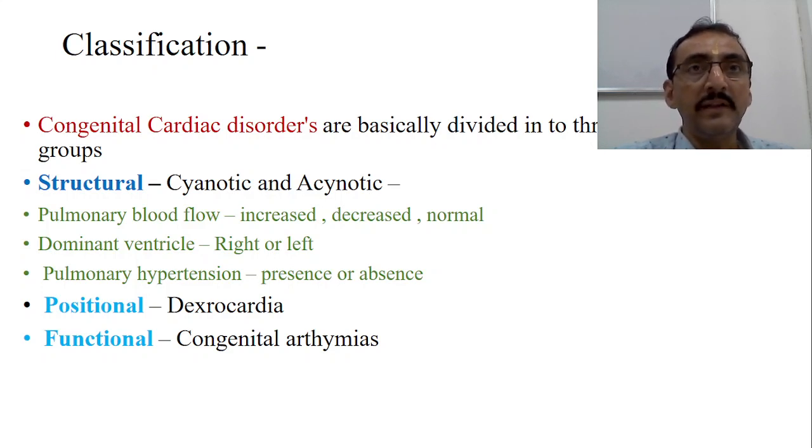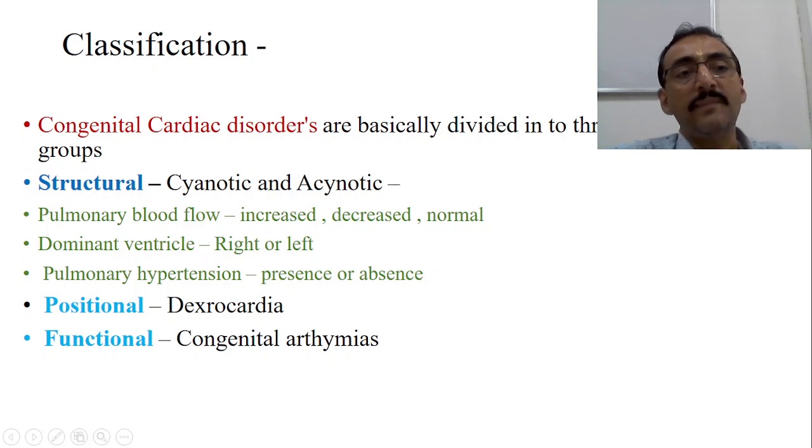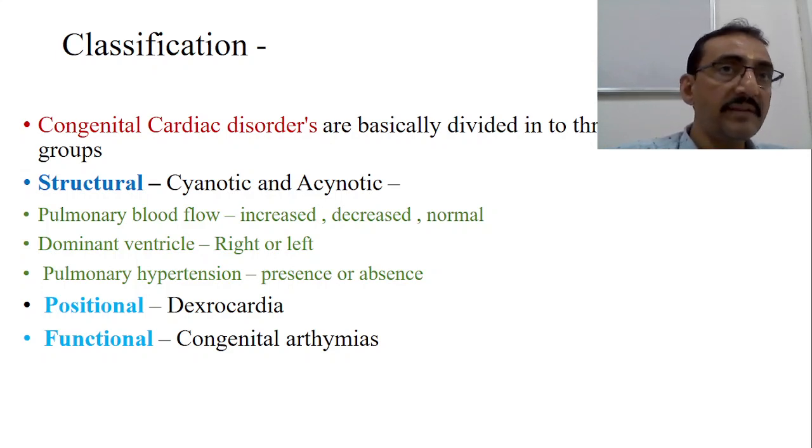Another is positional. In the positional type, commonly we have disorders like dextrocardia, etc. The positional defect is there. And another is functional. There is no problem in the position, there is no problem in the structure, only the function of the heart is affected, as occurs in congenital arrhythmias. There are different types of congenital arrhythmias. So like this, congenital cardiac disorders are basically divided into 3 main types with some subtypes.